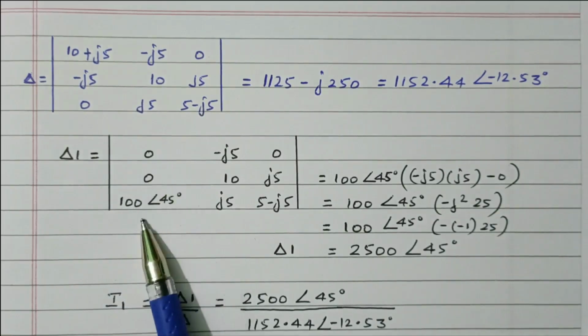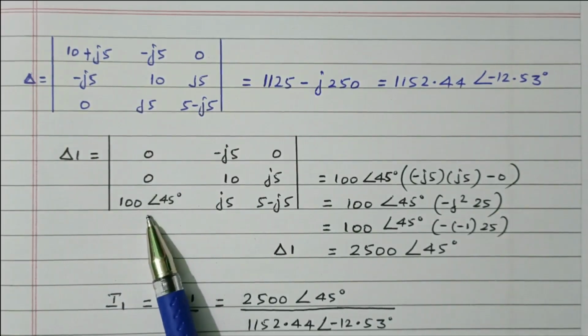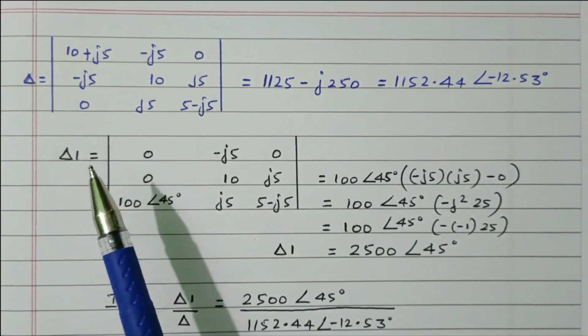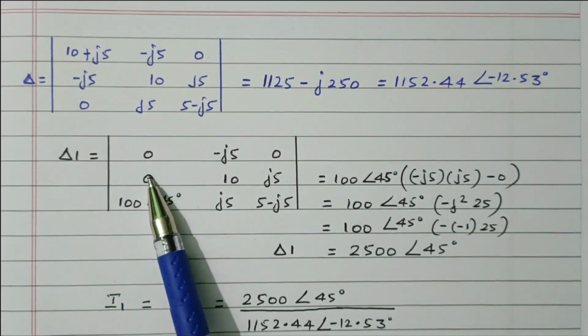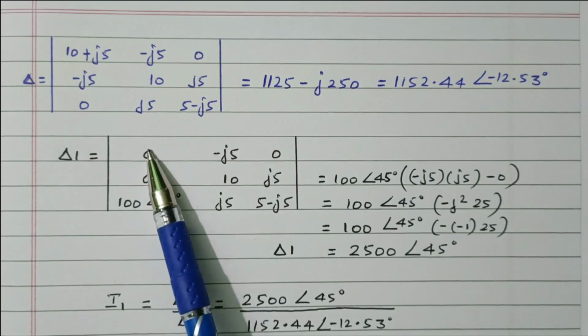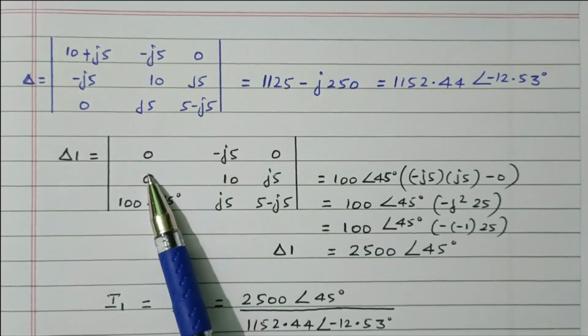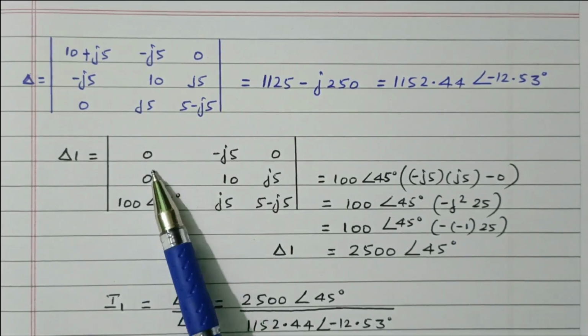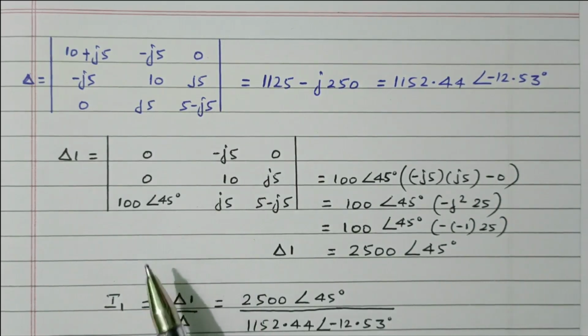So replace the first column with the voltage matrix, right? So here also there is a change. In step 1 the voltage was available here. Now there is no voltage source in the first and second loop, only the third loop. So these two elements are 0, 0, and 100 with an angle of 45.